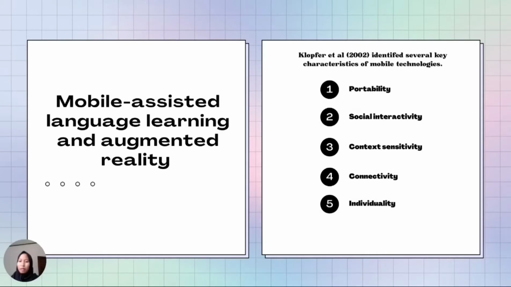For example, a phone that gives you restaurant recommendations based on your current location and your preference for types of food. The fourth is connectivity. Mobile devices are always connected to different data sources. And the last, individuality. It's because they are highly personal and personalizable devices tailored to individual needs and tastes.